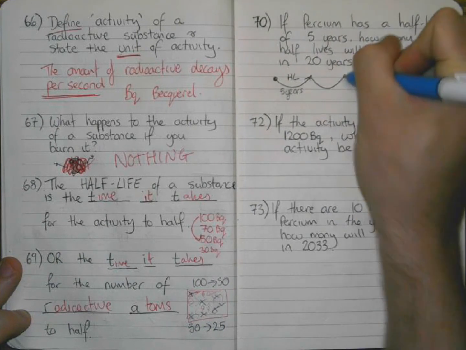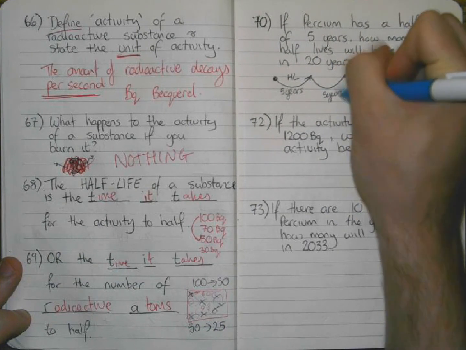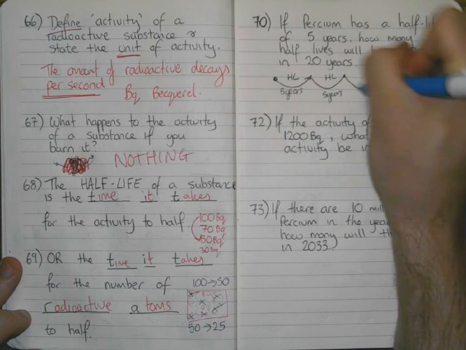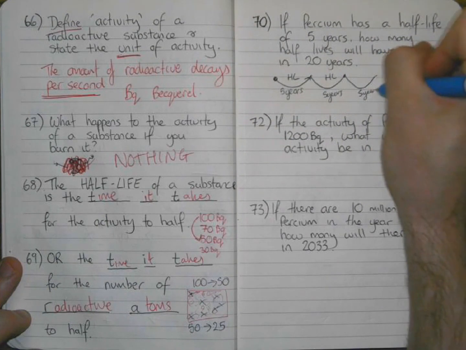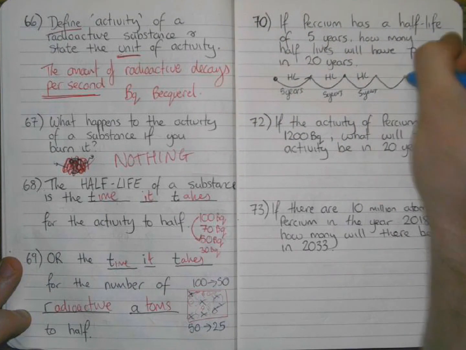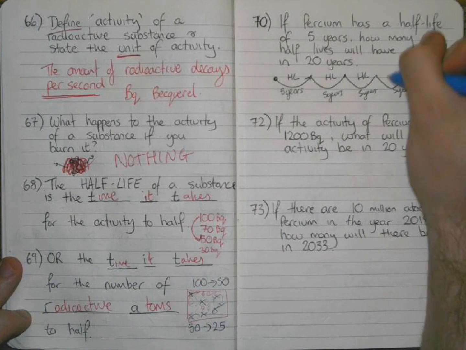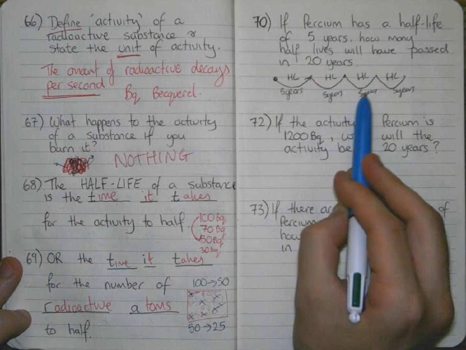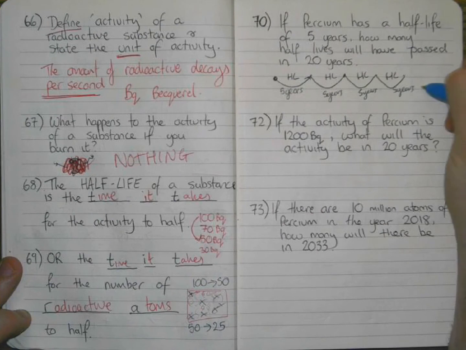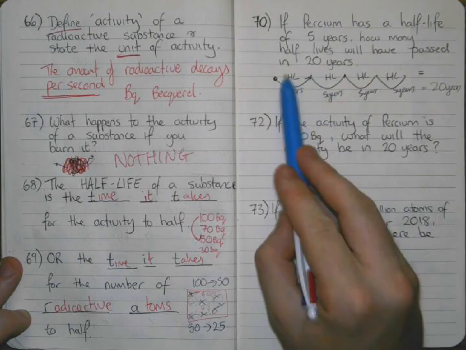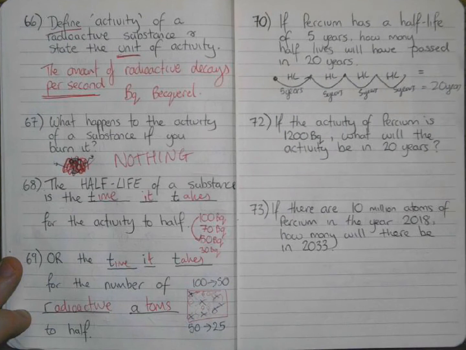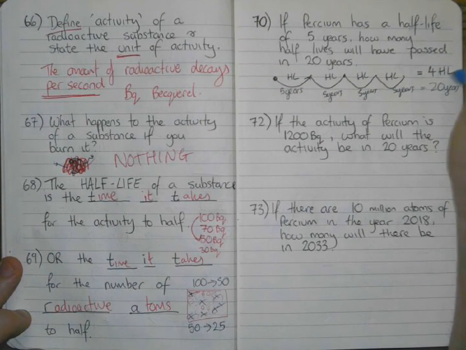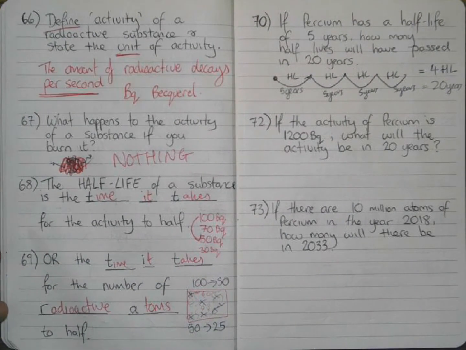Another 5 years passes, which is another half-life. Another 5 years passes, which is another half-life. And another 5 years passes, which is another half-life. 5 years, 10 years, 15 years, 20 years. So that's a total of 20 years, which means that a total of 1, 2, 3, 4 half-lives have happened in that time.